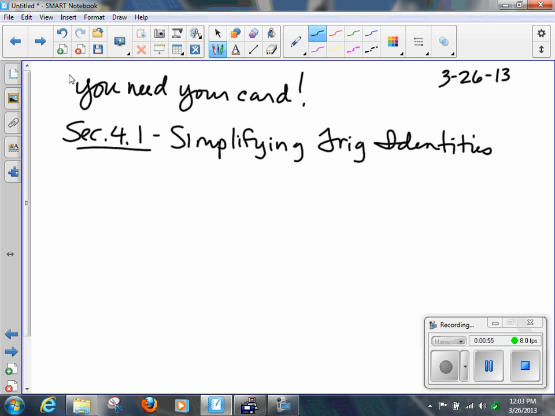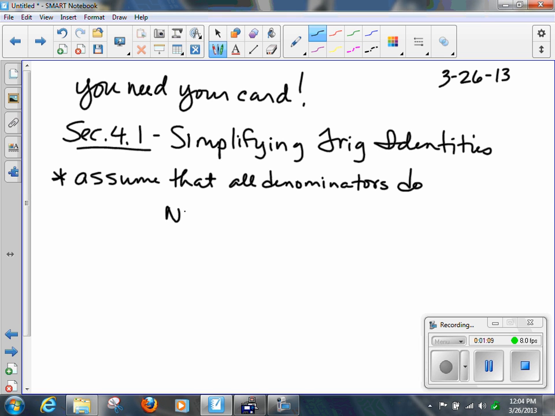The number one thing I need you to remember is assume that all denominators do not equal what number? 0. Somebody said it. They do not equal 0. Okay? If they do, then what kind of number are we talking about? Undefined. So it's always assume in these problems that your denominator is not equal to 0.